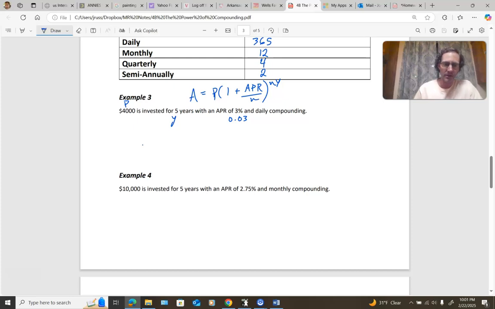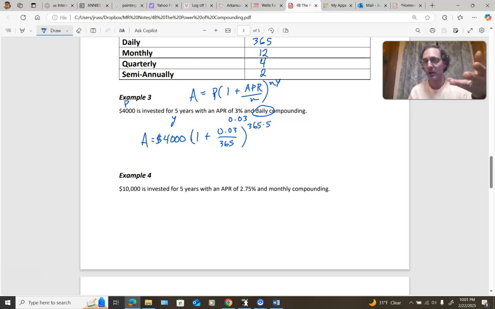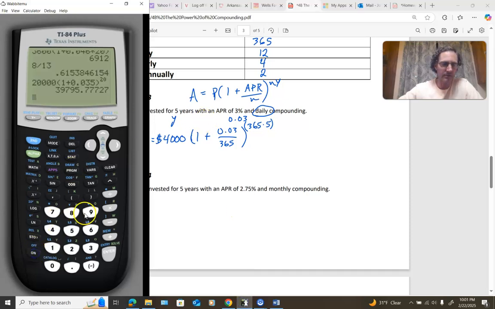All right, well, if I plug these numbers in, I'm going to have A is equal to $4,000 for P times 1 plus the APR divided by 365, because this is daily compounding. Okay, and then we're going to raise this to the power of 365 times the number of years, which is 5. Now, if you're trying to plug all this in one step in your calculator, it might be a good idea to keep everything in the exponent in parentheses there. All right, so I'm going to plug it in exactly the way it's written.